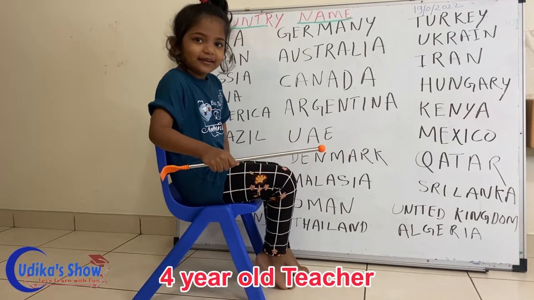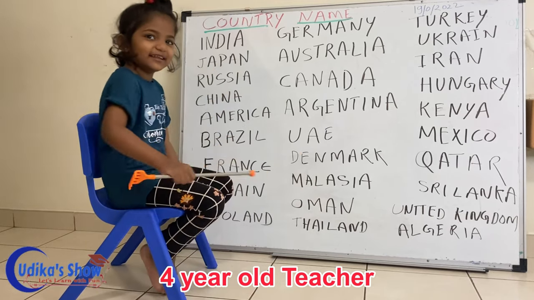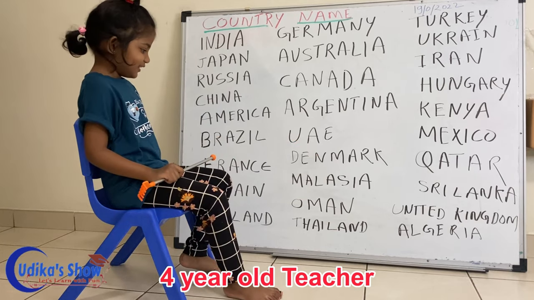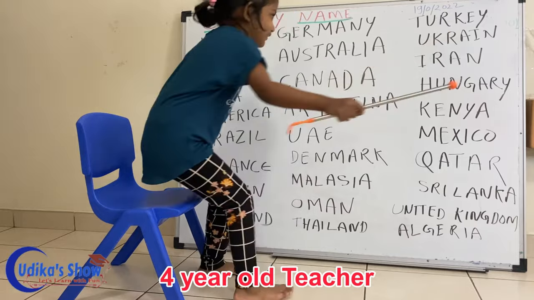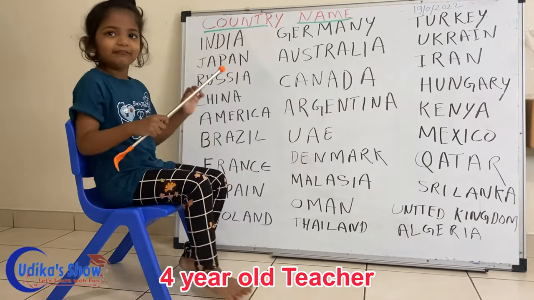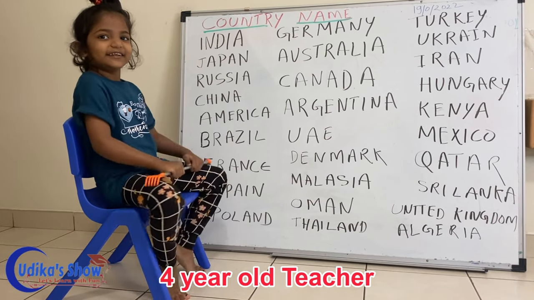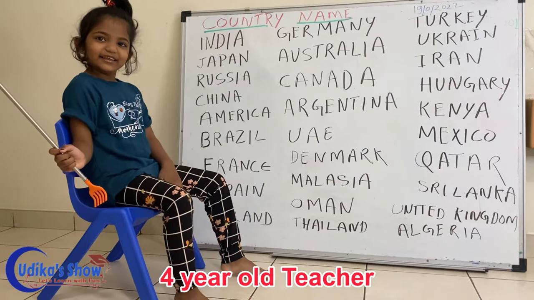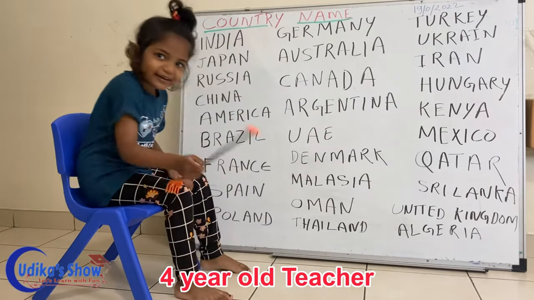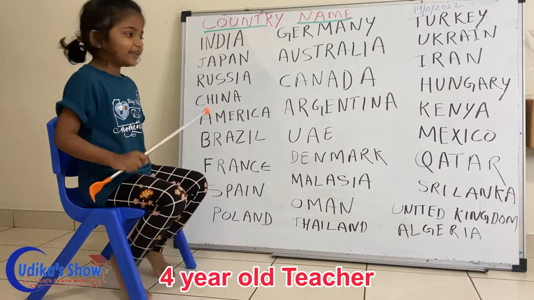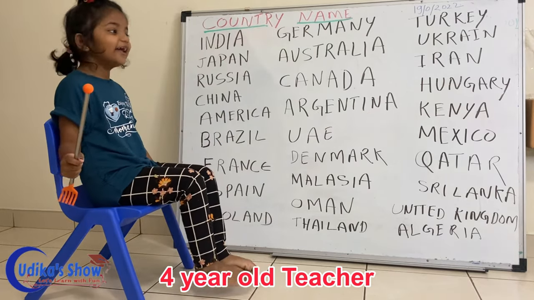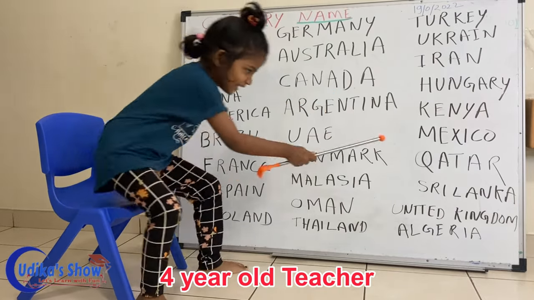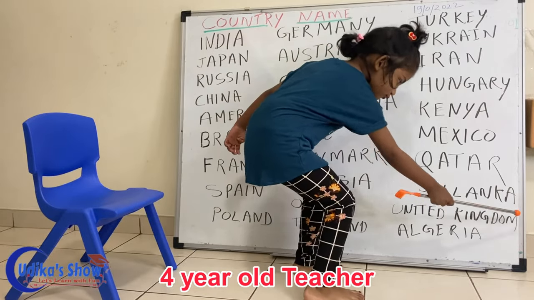This one? Go back. Okay. This one? This is Oman. Thailand. This is? Thailand. Okay. This is Ukraine. What is it, Hungary? This is Russia. No, this is Hungary. Okay. What is this? This is kangaroo. This is Kenya. Okay. What is this? This is Mexico. Qatar. Sri Lanka. United Kingdom. Yes, United Kingdom.